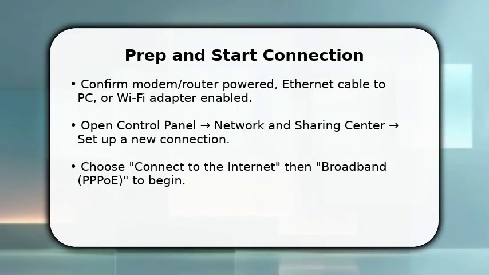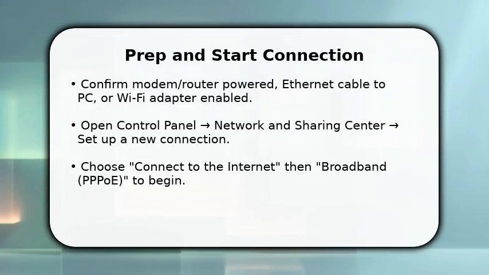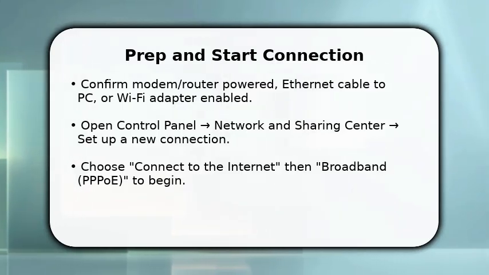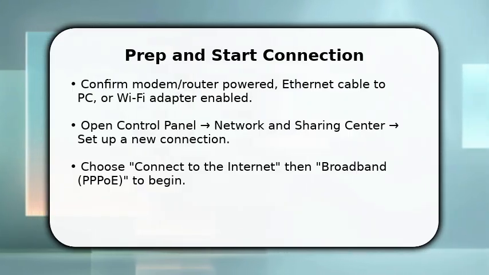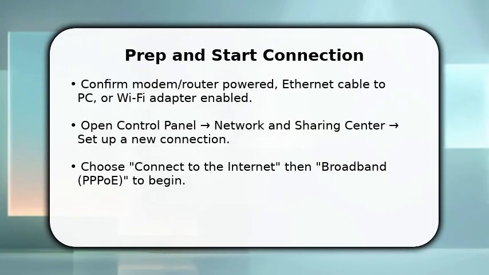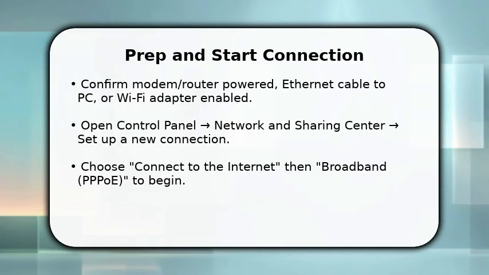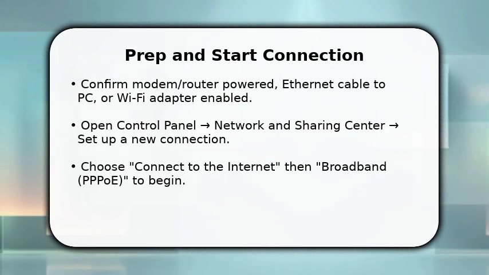You begin by verifying physical and basic settings so the setup succeeds. Make sure the modem and router are powered and your Ethernet cable or wireless adapter is connected. Once done, open Control Panel and go to Network and Sharing Center. You select Set up a new connection, then choose Connect to the Internet. Make sure to pick Broadband, PPPoE, as the connection type. This starts the guided form where you'll enter your ISP credentials and connection name.